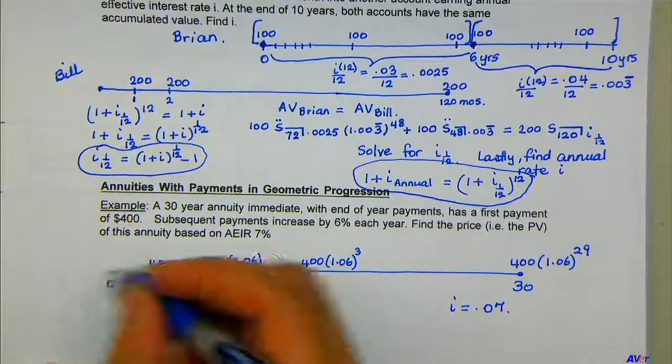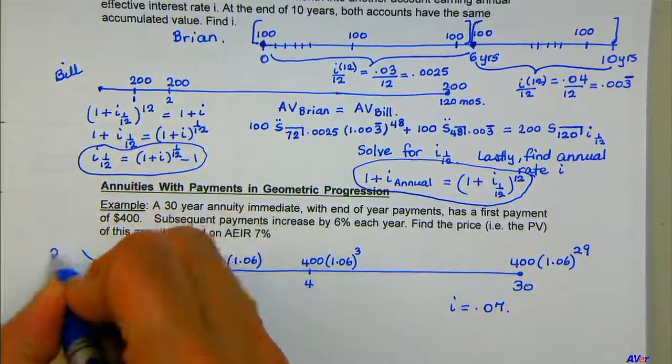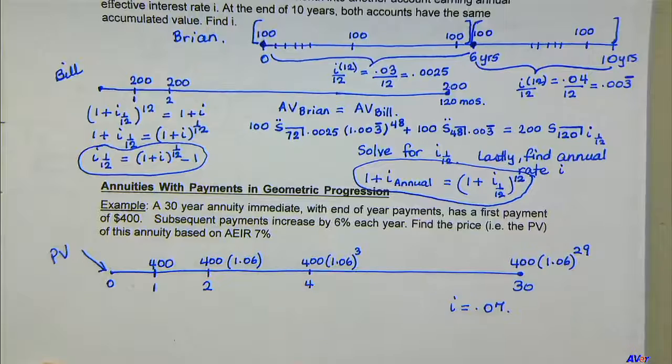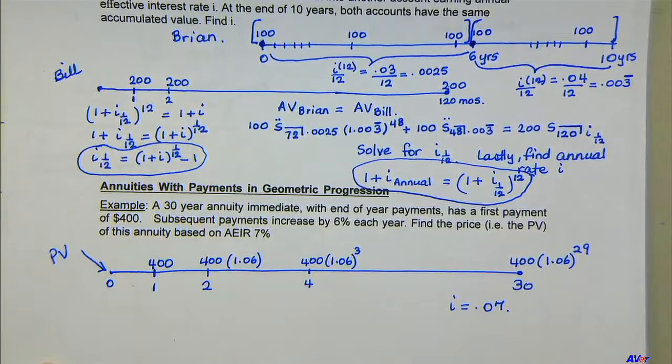Find the present value right here. Present value is the price. The price you would pay for this annuity is the present value of the stream of payments, right?